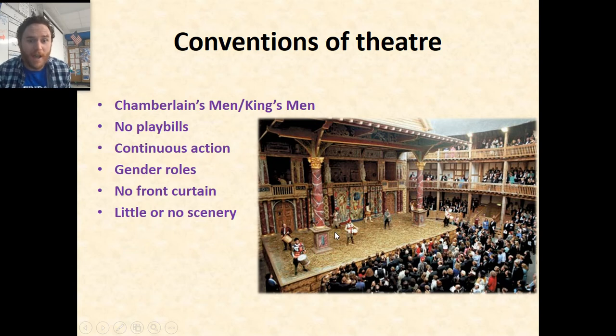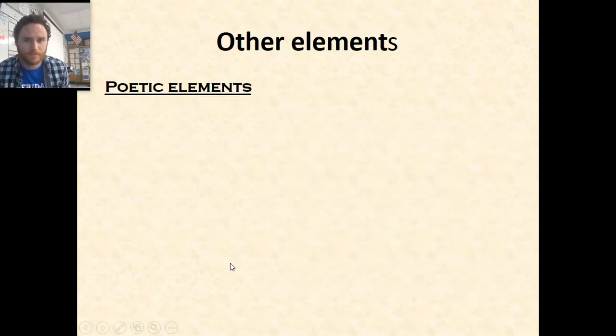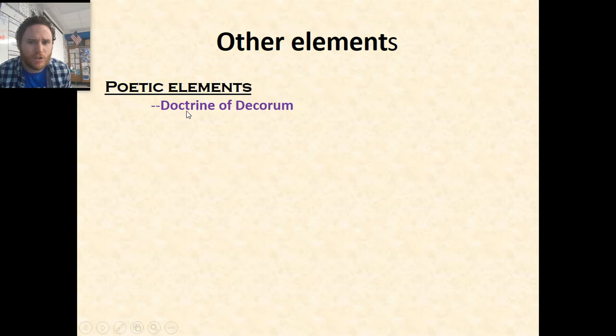So that's why Mr. Shakespeare put so much emphasis on the descriptive language in his plays, because they didn't have too much scenery to build the setting and the atmosphere. The language helped build that atmosphere. They had very elaborate costumes to help with that, though. And some other poetic elements, the doctrine of decorum.